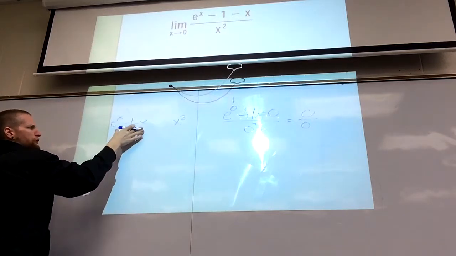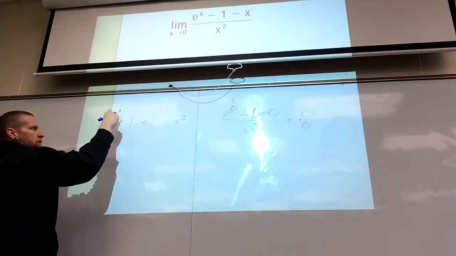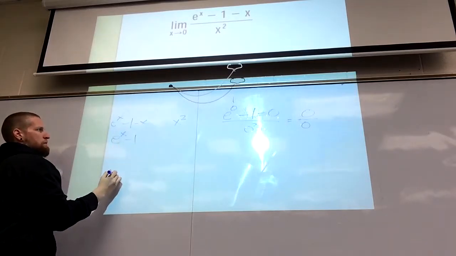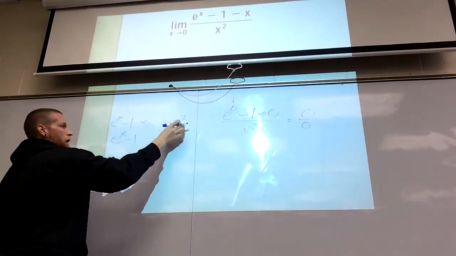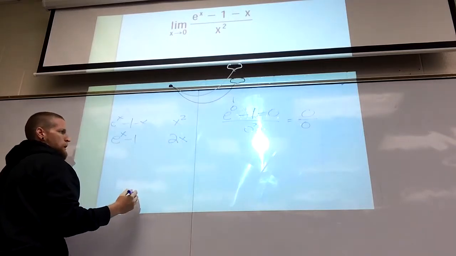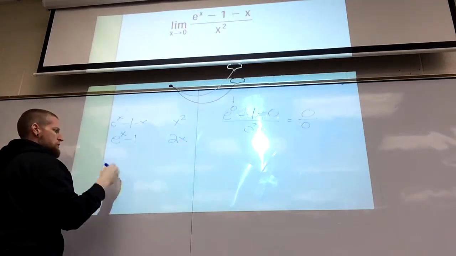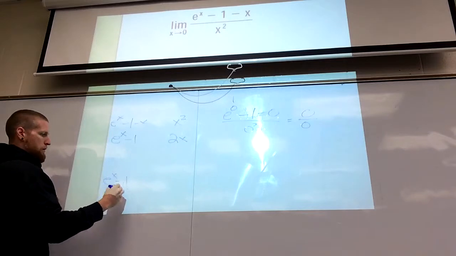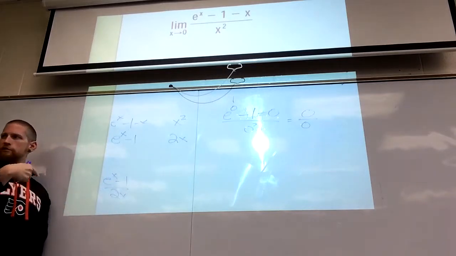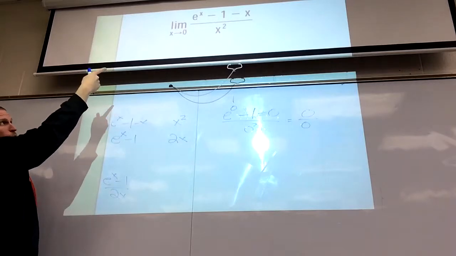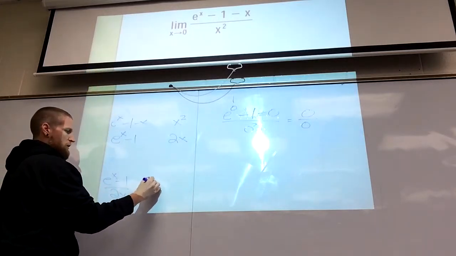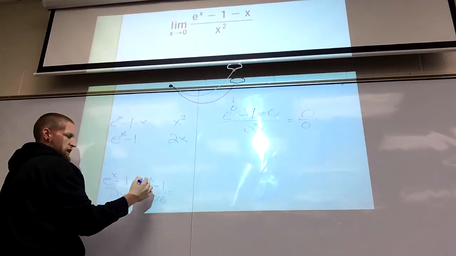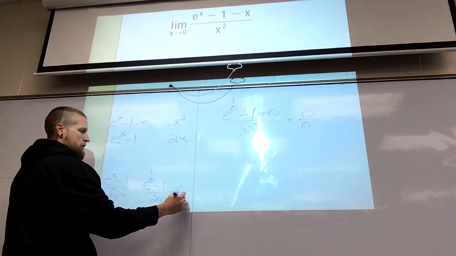So if I do the derivative of e to the x minus 1 minus x, that should just become e to the x minus 1. Correct? Right. The derivative of that should just become 2x. So now, using the rule, let me write it down. I'd write those two derivatives into a fraction. I would plug in whatever it's approaching. So that would become e to the 0 minus 1 over 2 times 0, which in this case, e to the 0 is 1, so I'm still going to get 0 over 0.